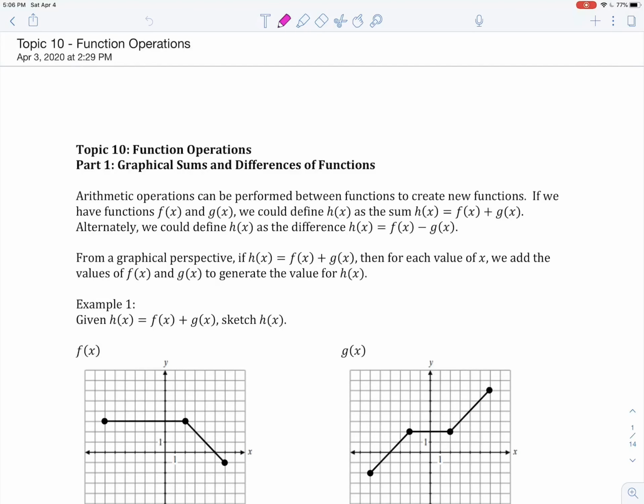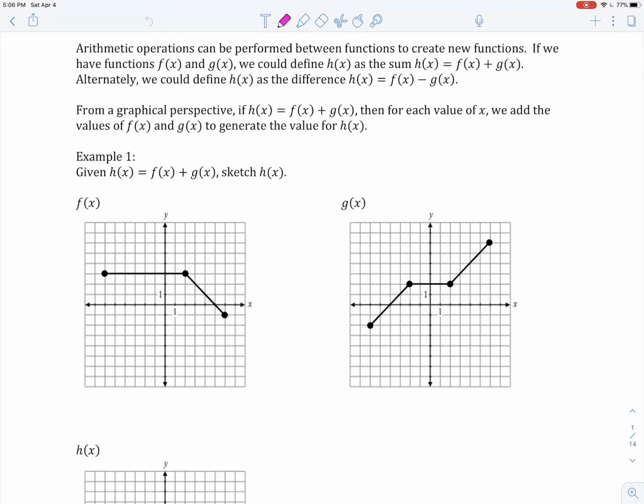If we have two functions, say f and g, for example, we can add them together, or we can subtract one from the other. From a graphical perspective, we're essentially looking at the y values that happen for every x value. If you want to add two functions together and create a resultant function from that, we're looking at those y values. Like over here, this has a y value of 3 when x is whatever this is, 1, 2, 3, 4, 5, negative 6. And over here when x is negative 6, y has a value of negative 2.